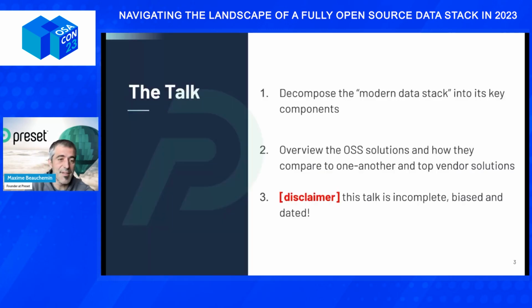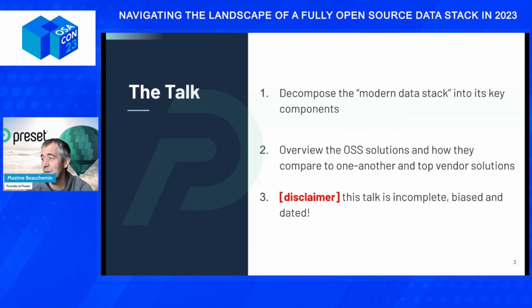All right, let's get things started. As I said just a moment ago, I want to make sure my slides are working well. Yes. All right. So what I want to do today is decompose the modern data stack, or the typical data stack, and unpack it into some of its key components. And for each layer, review some of the open source solutions that exist and how they compare to some of the commercial vendors in the space.